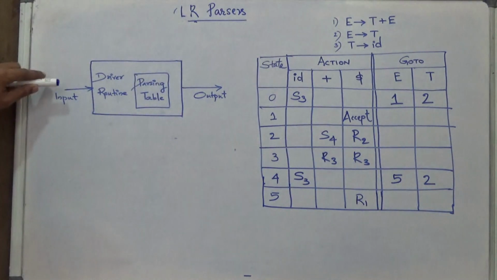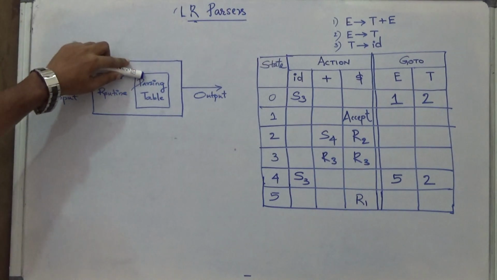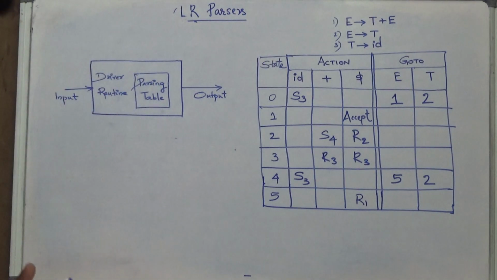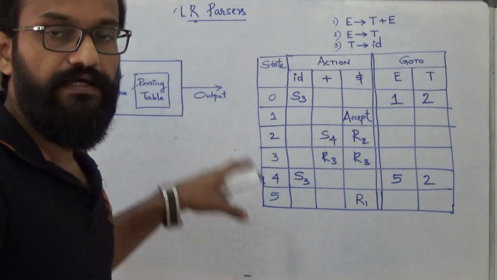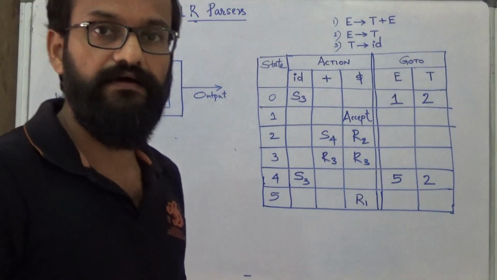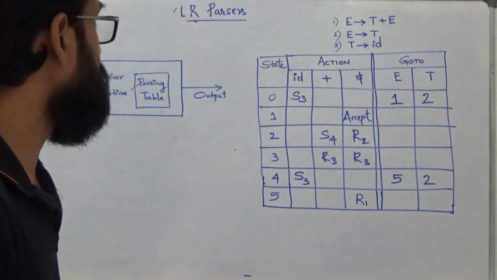It will receive the input string, and the driver routine, depending upon the parsing table, verifies whether the string is valid or not, and depending upon that it will generate the output. It will either accept the string or generate an error: the string is invalid.